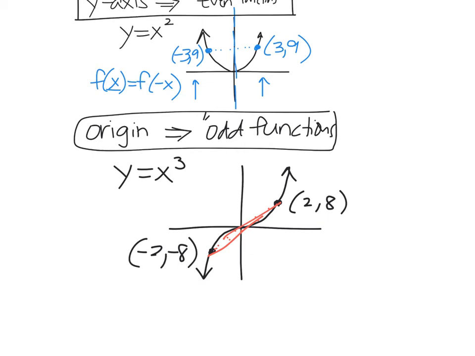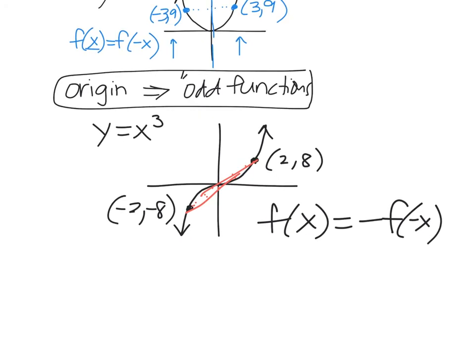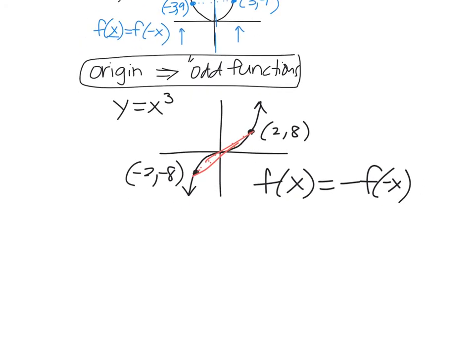So for odd functions, f of -x is equal to the opposite of f of x. When I plug in 2, I get +8. If I plug in -2, I get the opposite, -8. So with even functions, you get the same number. With odd functions, you get exactly the opposite. Okay, and there's different ways to check for symmetry. Let's do one.